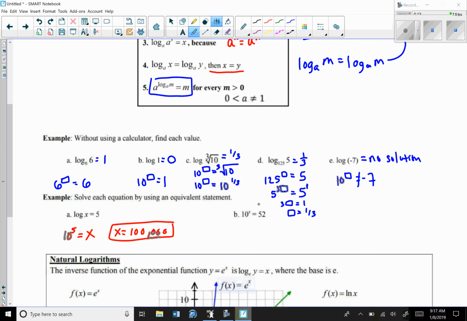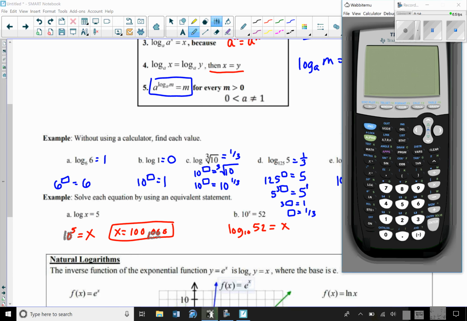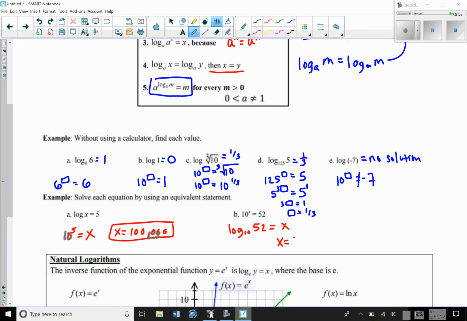Over here, if this is in exponential form, the easiest way to solve for the exponent would be to use logarithms. So we're saying the log base 10 of 52 is equal to x. And for this, because it's base 10, we can go ahead and use our calculator. On our calculator, remember the logarithmic button is right here next to the 7. So that gives us base 10. So we have the log base 10 of 52, and all we have to do is hit enter, which gives us, and we're going to round using 4 decimal places, 1.7160. So x is equal to 1.7160.